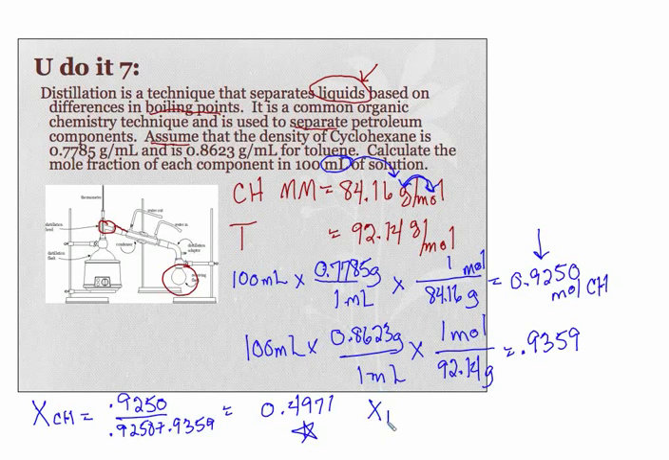To get toluene, I could set up the same type of ratio, or I could just subtract from 1, because the sum of all mole fractions has to equal 1. And so that would give us 0.5029 for that mole fraction.